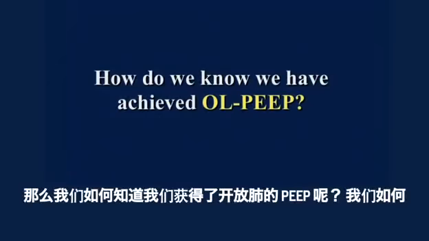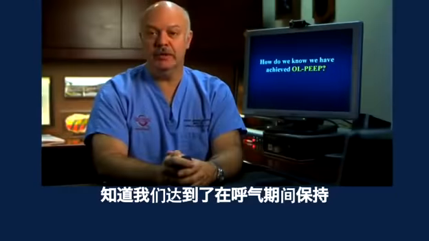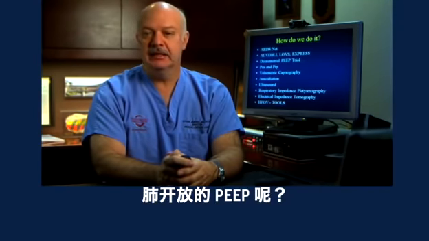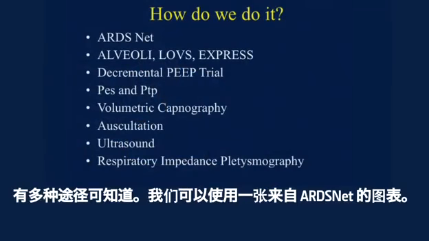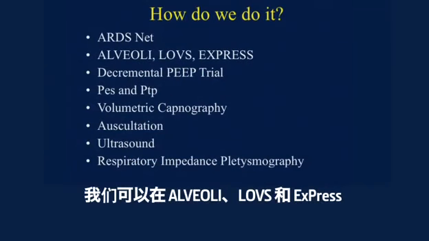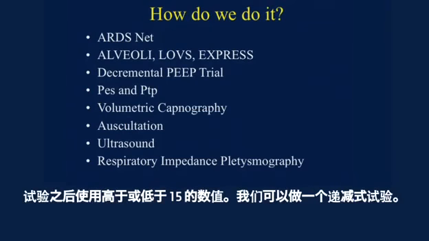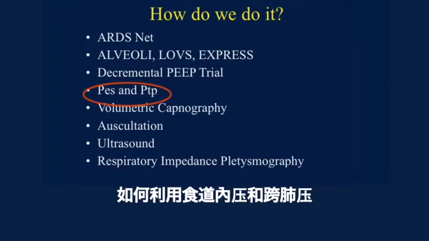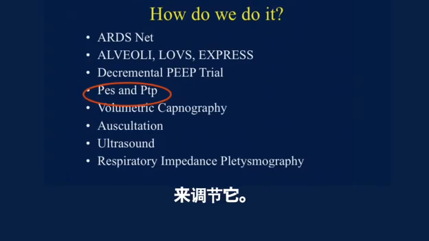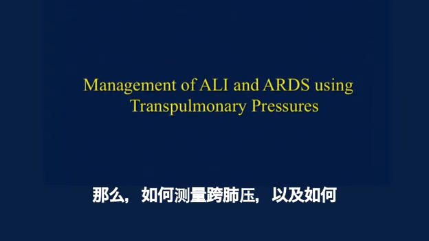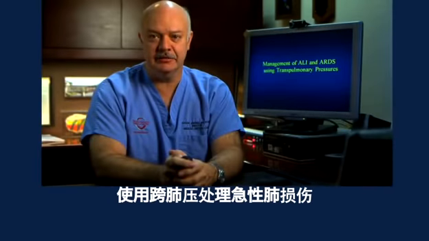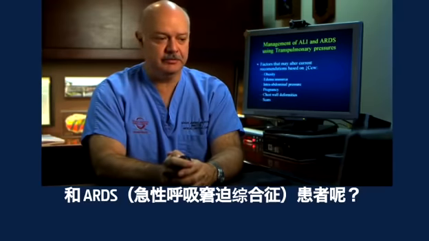So how do we know that we have an open lung PEEP? How do we know that we reach a PEEP that keeps the lung open during the expiratory phase? There are many ways. We can use the table from the ARDSNet. We can use the higher and lower than 15 following the ALVEOLI and EXPRESS trials. We can do a decremental PEEP trial. What we're going to be seeing over the next few minutes is how to adjust it using esophageal pressure and transpulmonary pressures. So how do we measure the transpulmonary pressure and how do we manage acute lung injury and ARDS patients using transpulmonary pressures?